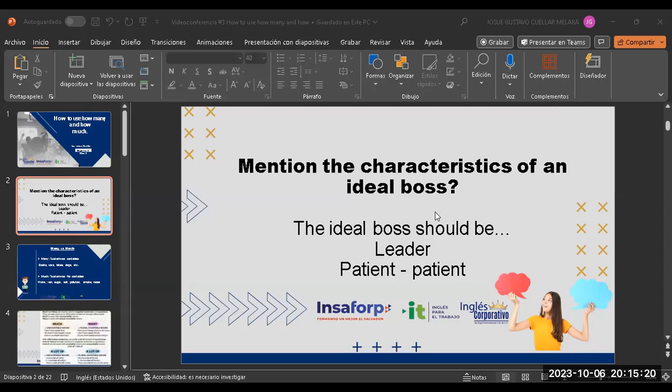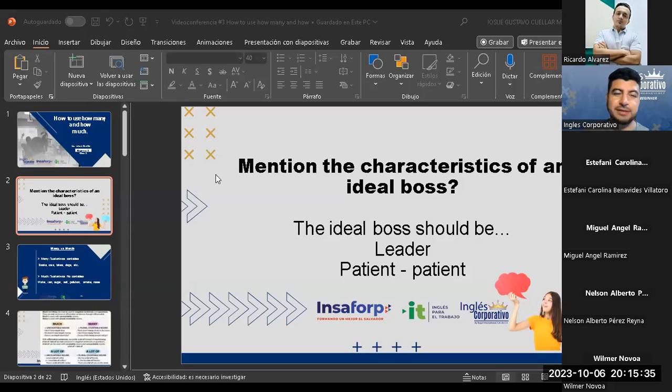Okay, but the ideal boss should be responsible, empathic, leader, gentle, respectful, and honest. Yes, of course. I agree. Yes, gentle. That's another. Amable, caballeroso, sí, es el caso de un hombre, pues muy amable en general. Okay, of course, respectful, yeah. I don't know if you have noticed, but sometimes we have bosses that like to yell, okay.